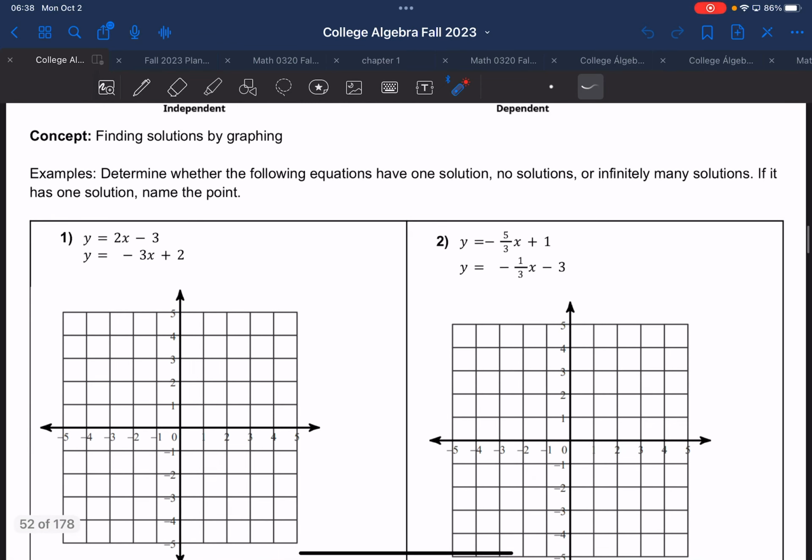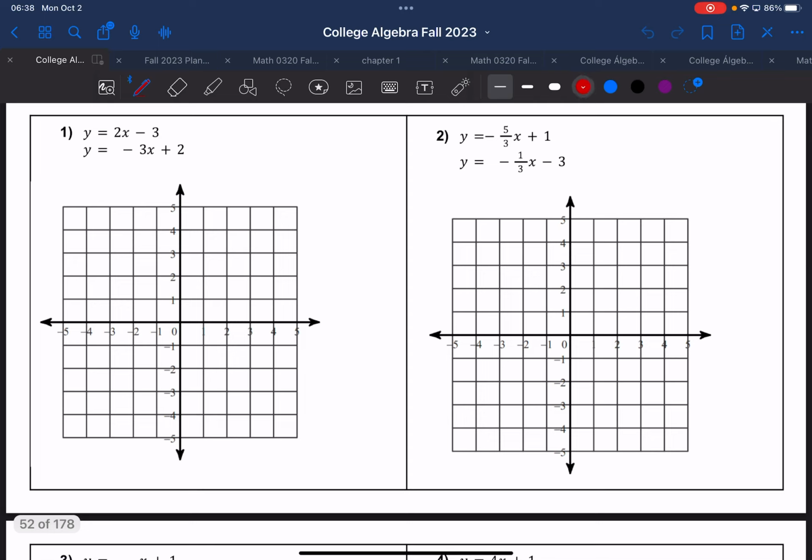So we're going to take the skills that we learned to graph, so plotting the y-intercept and doing that rise over run, and then once we have the two lines graphed, we're going to determine if it has one solution, and if it does, we have to name the point, no solutions, or infinitely many solutions.